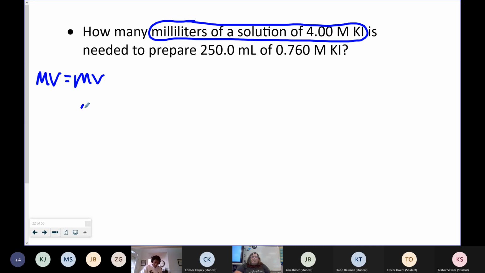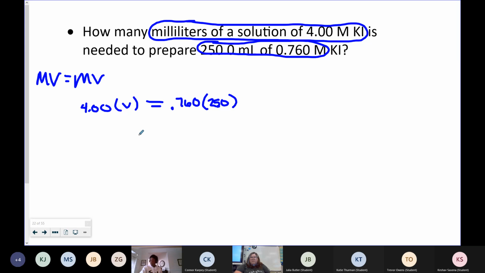So we're going to have the 4 molar times an unknown volume. And it says that's needed to prepare 250 milliliters of a 0.76 molar solution. So that's going to be our other side that goes together. The 0.760 molar times 250 milliliters. So same kind of deal. We have to isolate volume, so we're going to have to divide by the 4 on both sides.